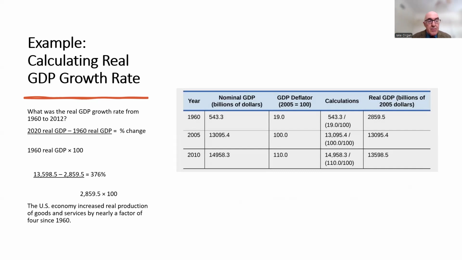The question is, what was the real GDP growth rate from 1960 to 2012? For some reason, they put the 2020 real GDP, but let's say that would be 13. Well, 2012, it was 13,598 minus 5. And then you subtract that from the real GDP there, and then you times that by 100. So we can see that the real GDP between 1960 and 2012 has gone up by 376% or nearly 4 times.